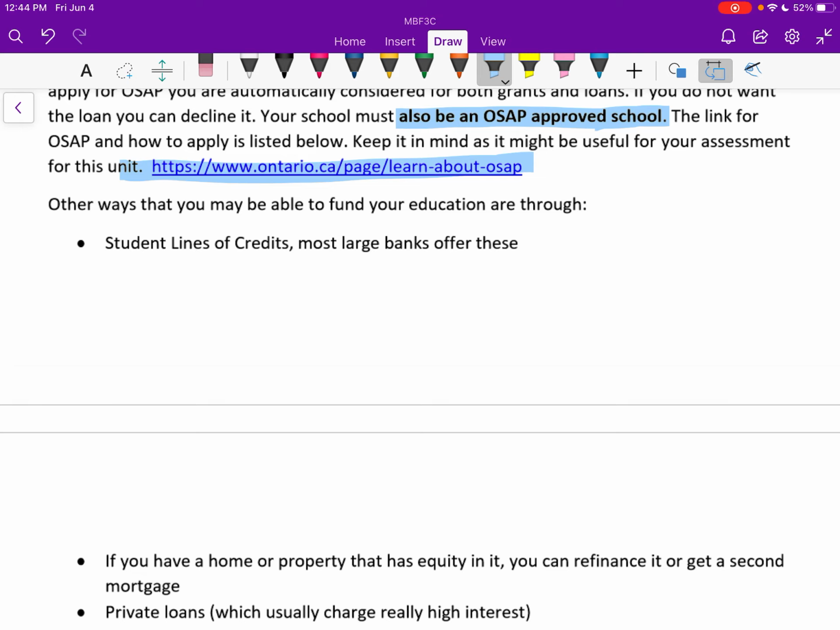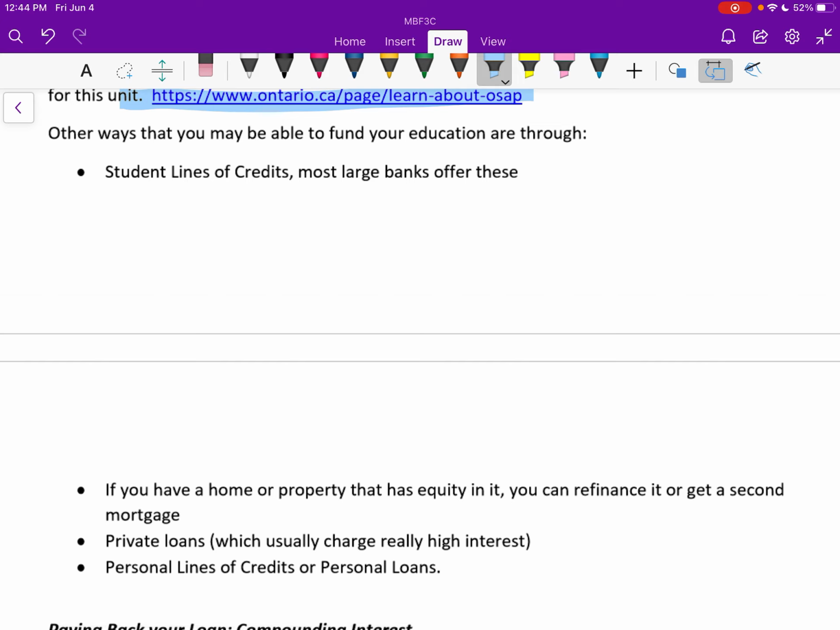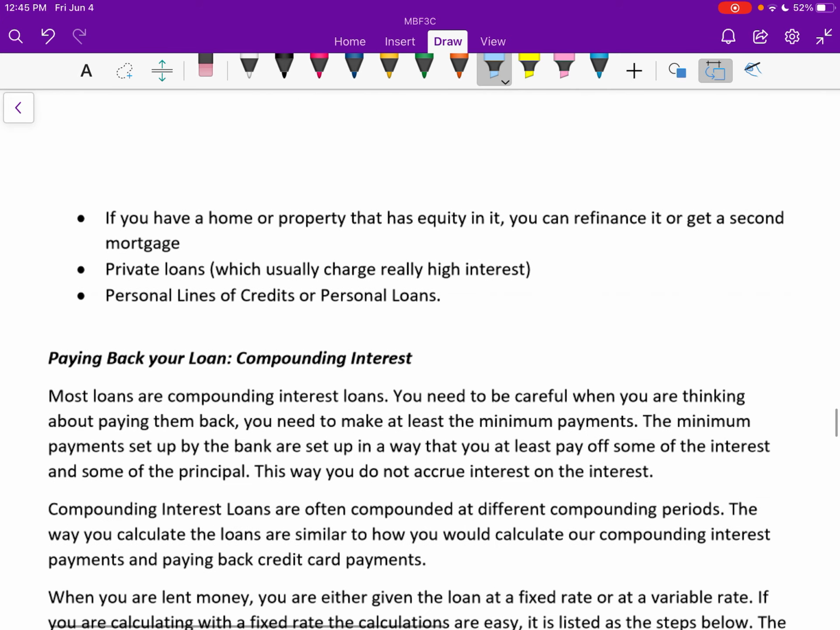Other ways that you might be able to fund your education, right? OSAP is largely dependent on your parental income, as well as your family income. So if you are in a family of 6 people and you happen to be the youngest, all of their income goes towards how much OSAP will give you, even if they're not contributing to your education. So there are other ways to fund your education. Sometimes it's through student lines of credit. Most large banks offer them. I know CIBC, RBC, TD and Scotiabank do for sure, but there are multiple banks that offer them.